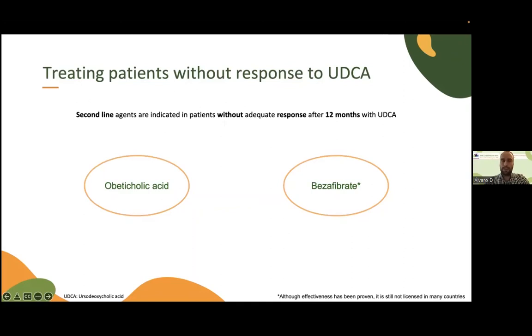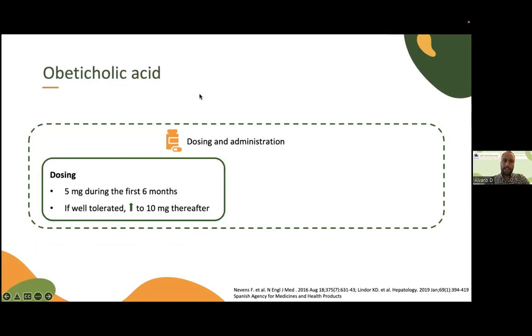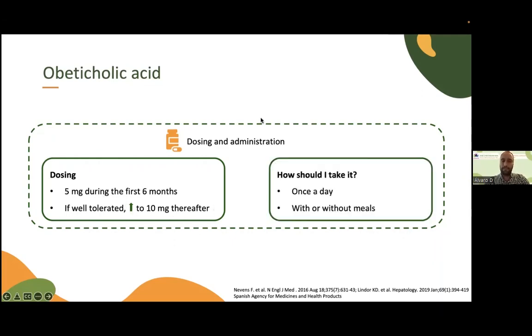However, it's frequently used as an off-label drug. So let's start with obeticholic acid. The dose of obeticholic acid is 5 milligrams during the first 6 months, and if the patient presents a good tolerance to the drug, it can be increased to 10 milligrams thereafter. This drug should be taken once a day, and it can be taken with or without meals.